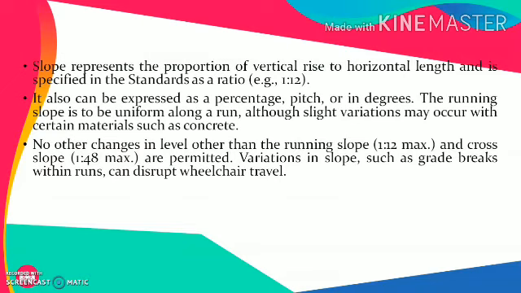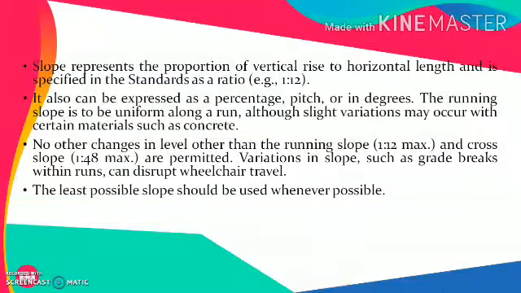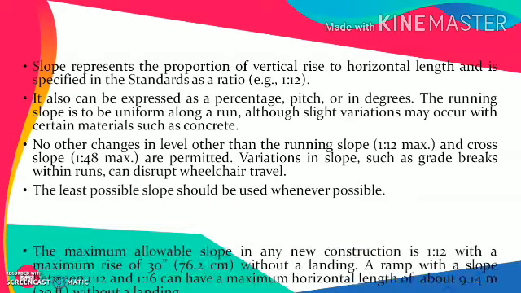Here, once again, the cross slope of 1:48 means that it should have a minimal slope. Please remember that if the slope is other than 1:12 or lower than 1:12, then that sloping surface is not called a ramp, rather it is called a walkway. The least possible slope should be used whenever and wherever possible.